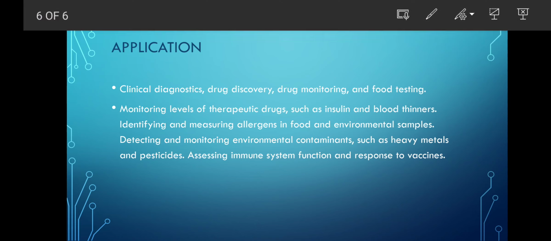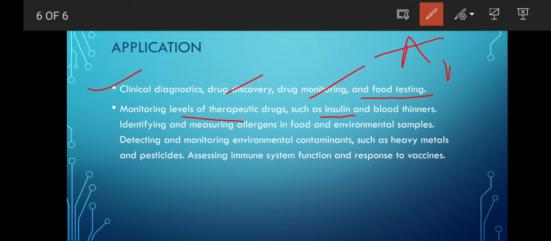So the application over here is that it is used for clinical diagnostics, drug discovery, drug monitoring, and food testing. For example, monitoring the level of therapeutic drugs, like insulin, right. Here there is mostly involvement of antigens and antibodies. Then blood thinners, then identifying and measuring allergens in food and environmental samples, then detecting and monitoring environmental contaminants such as heavy metals and pesticides, okay. They are also used for this.